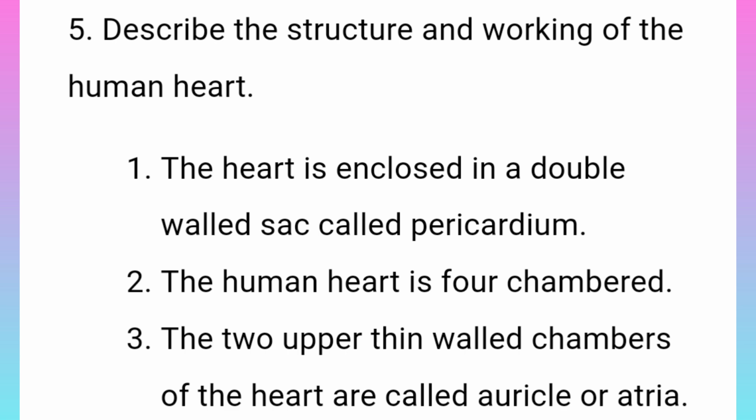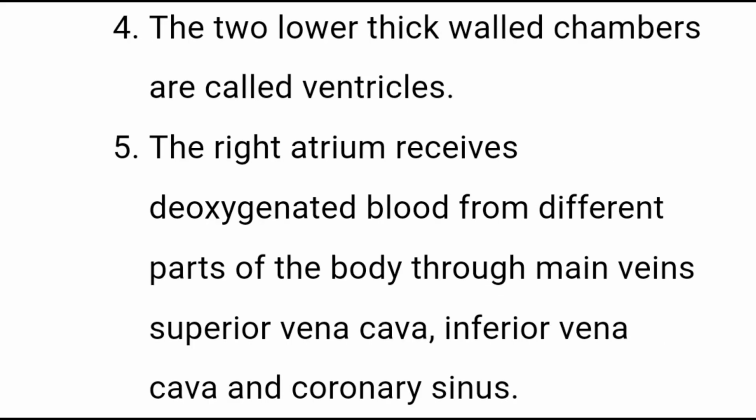Fifth question, describe the structure and working of the human heart. First point, the heart is enclosed in a double walled sac called pericardium. Second point, the human heart is four-chambered. Third point, the two upper thin walled chambers of the heart are called auricles or atria. Fourth one, the two lower thick walled chambers are called ventricles.